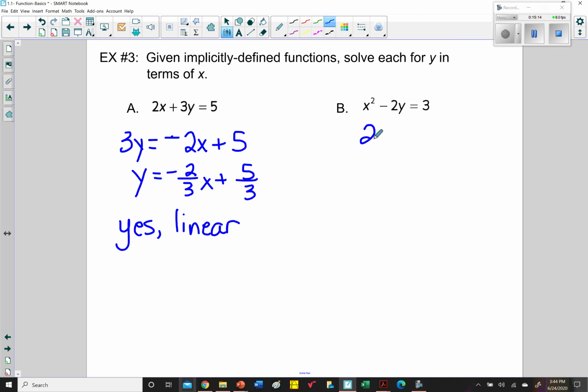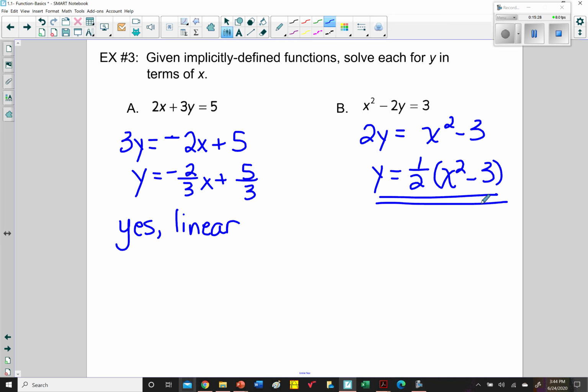In this case, if we bring the y term to the other side and the 3 and isolate y, we have 1/2 x squared minus 3 if you leave it in that form. And that is definitely a function because it's a quadratic or a parabola.